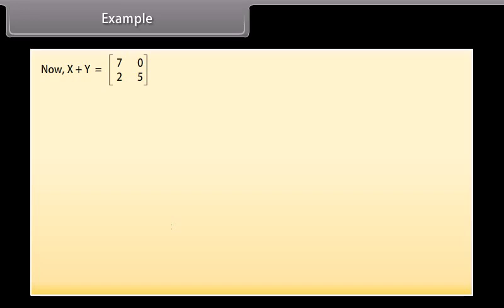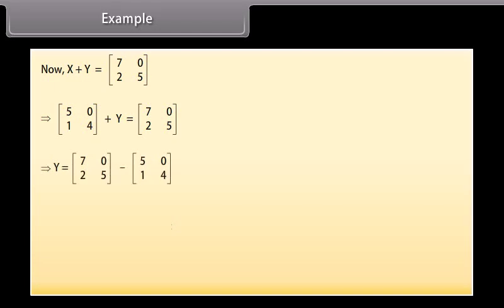Now substituting the value of X in X plus Y and solving it, we get the matrix Y is equal to, row-wise: first row 2, 0; second row 1, 1.